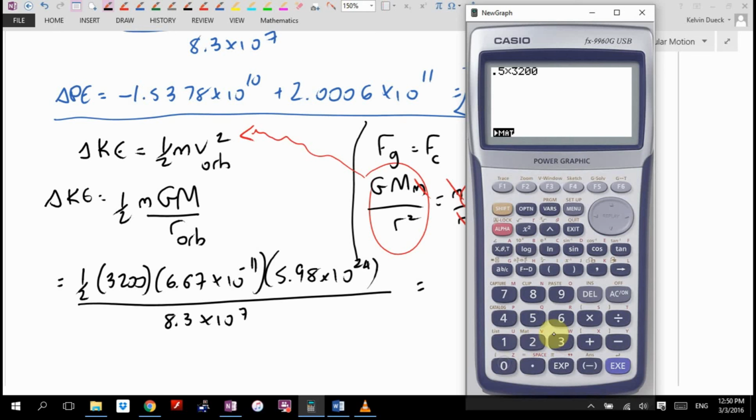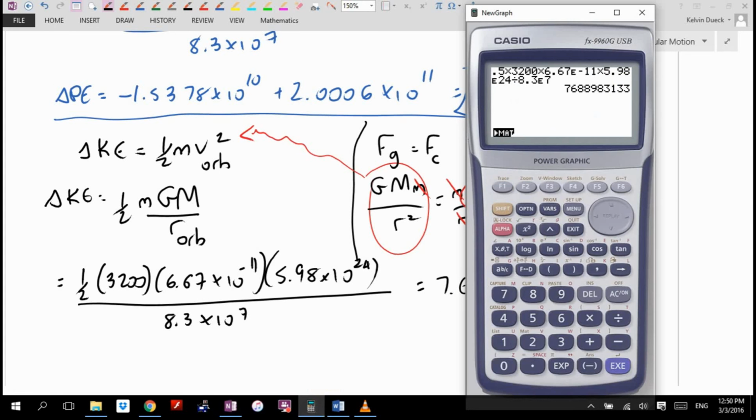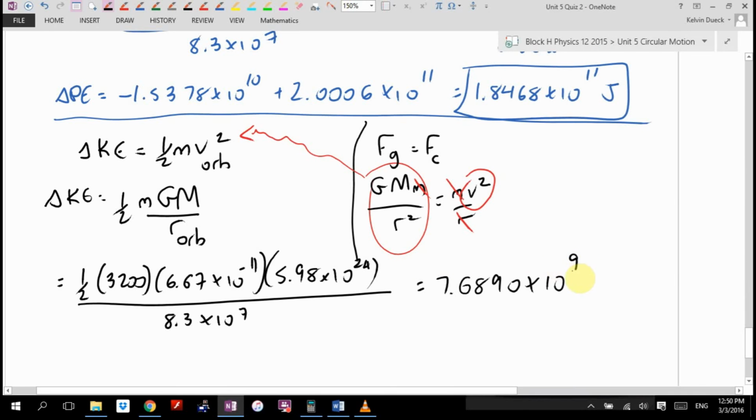0.5 times 3,200 times 6.67 times 5.98 to the 24, divided by 8.3. Okay. Consider it retyped. 7.6890 times 10 to the... 1, 2, 3, 4, 5, 6, 7, 8, 9. Is that right? Is that what you got for the change in kinetic?